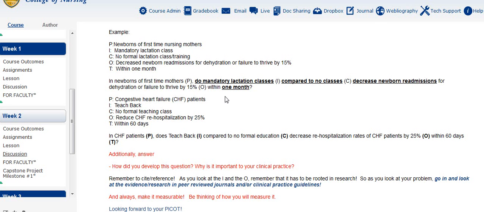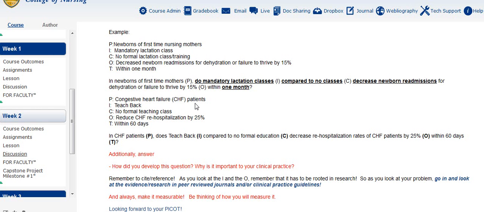So in this particular question, the question is, in newborns of first-time mothers, does mandatory lactation classes compared to no classes decrease newborn readmissions for dehydration or failure to thrive by 15% within 1 month? And again, that's the T piece, but you don't really need to do that for your PICO question. So take a look at this.